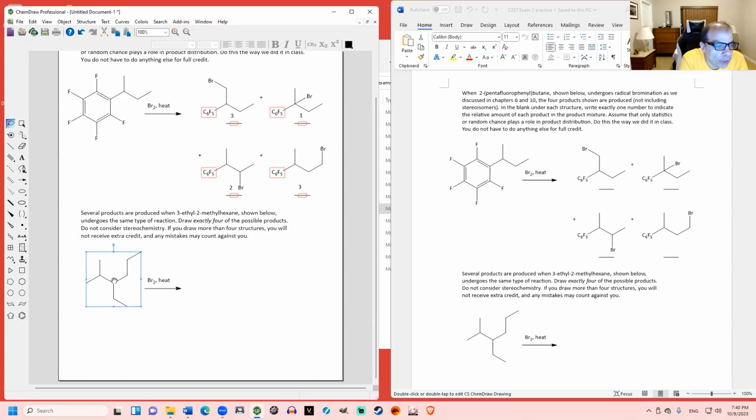And then in this one, we already did a problem like this. This is just another example of the same type of problem. So all we'll do is systematically replace hydrogens with bromines. The reason I know to use bromine is because I'm given Br2. If I'd been given Cl2, I would replace them with chlorines. It says draw exactly 4 of the possible products.